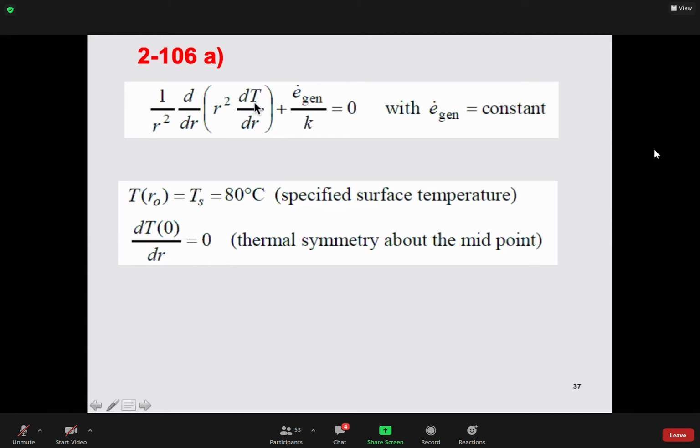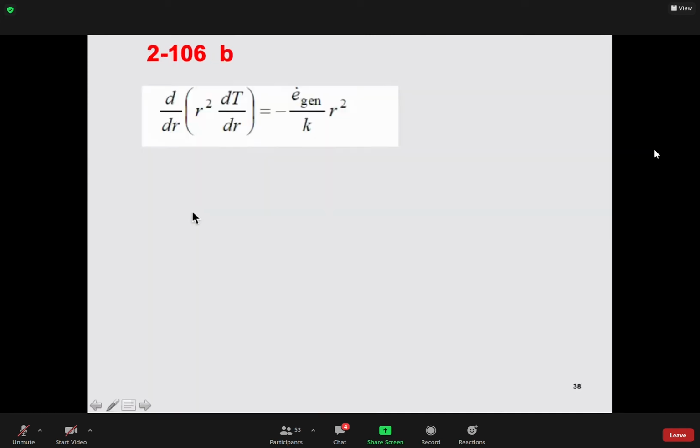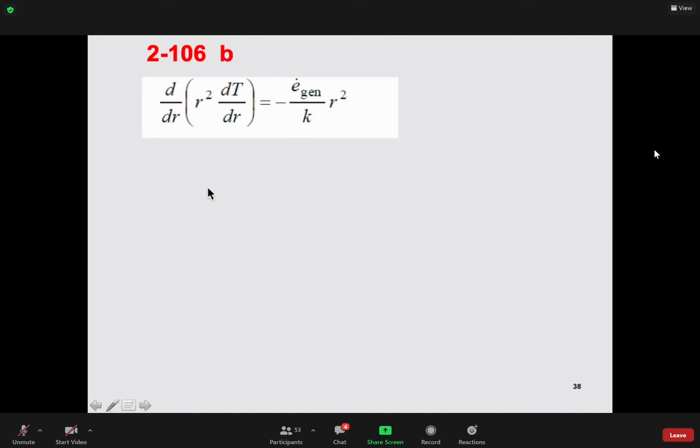Therefore, the first thing you have to do is this. Your equation becomes like this, okay? This r squared shows up here because this was 1 over r squared. This is constant, this is not 0. Now you take the first integral: this becomes r squared dT over dr, and this becomes 1 over 3 to the power 3. Therefore, this becomes like this. Any problem from here to here, my friend? Any question, please?